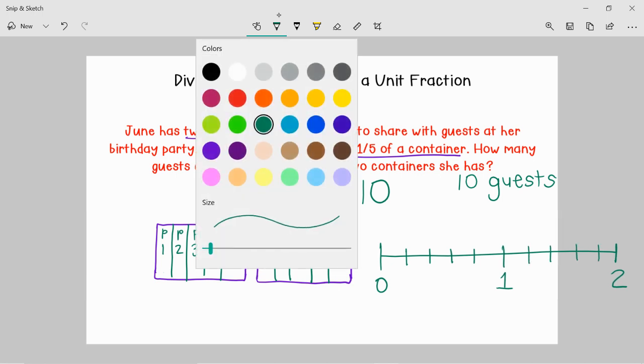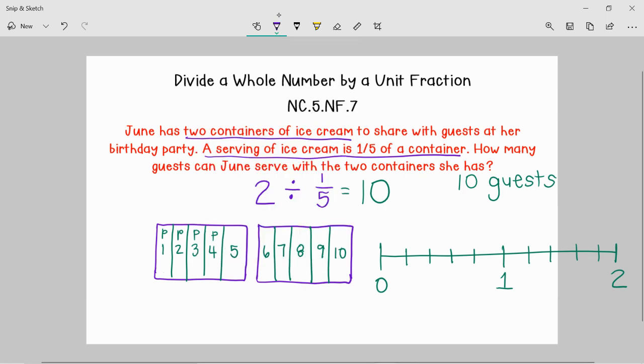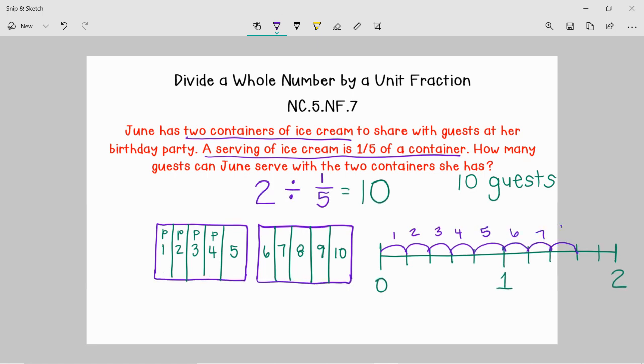And then now I just need to count how many fifths we have. How many 1/5ths do we have here? So we have 1, 2, 3, 4, 5, 6, 7, 8, 9, 10. And so using this model, we can see that we are able to serve 10 guests as well. So we found that there are 10 fifths in the 2 wholes.